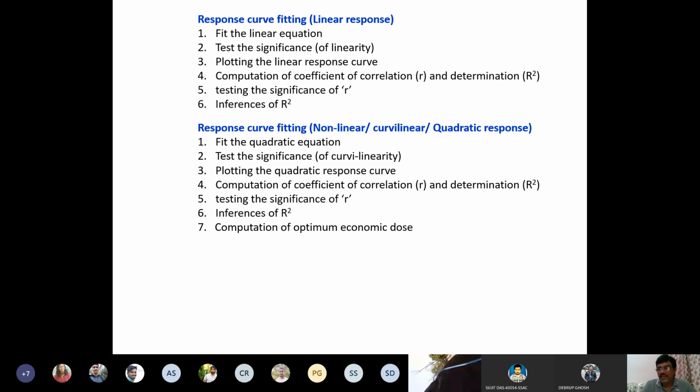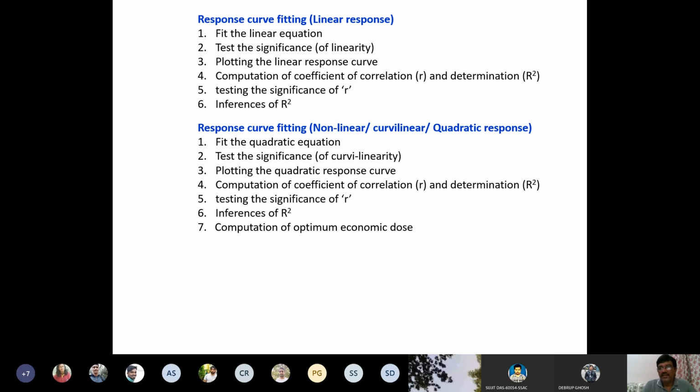Then we need to test the linearity of the equation. Whether that particular equation that was fitted is statistically, genuinely a linear equation, we need to test it. Certain statistical tests are employed to test the significance of the linearity. And then we will plot the linear response curve. Means once we have found the equation and tested it, we will make a graph of this equation, plotting the linear response curve.